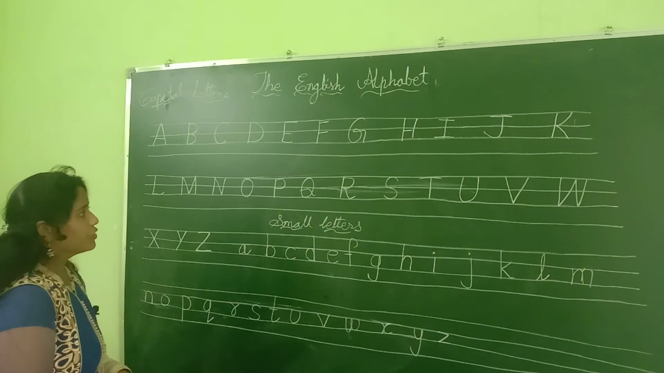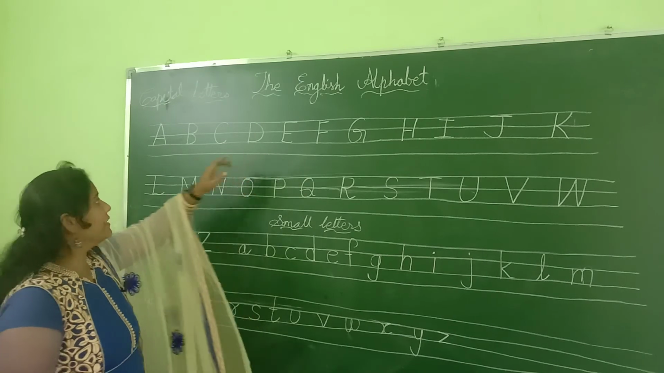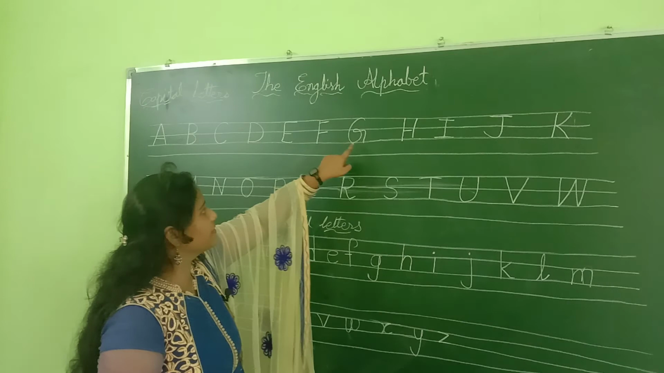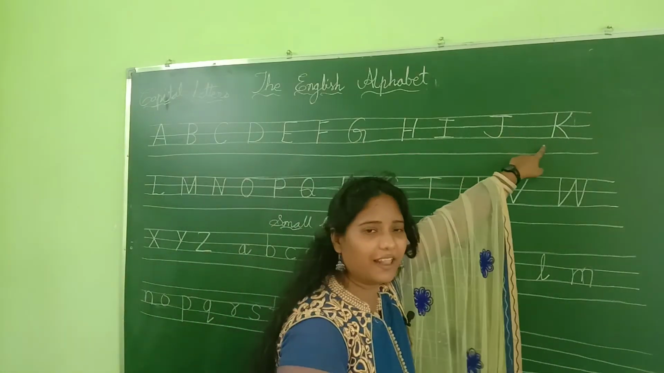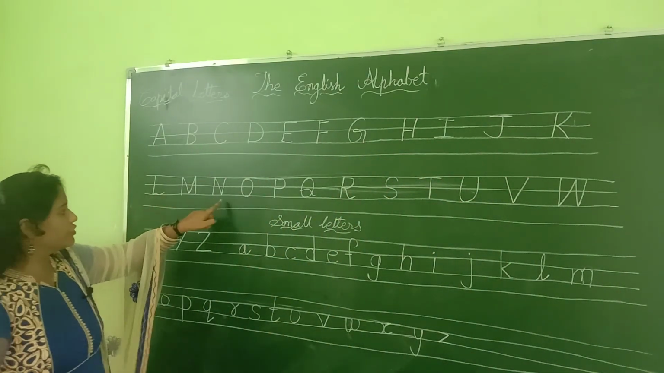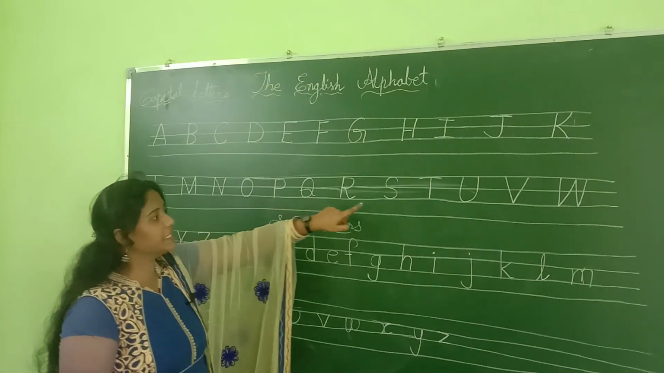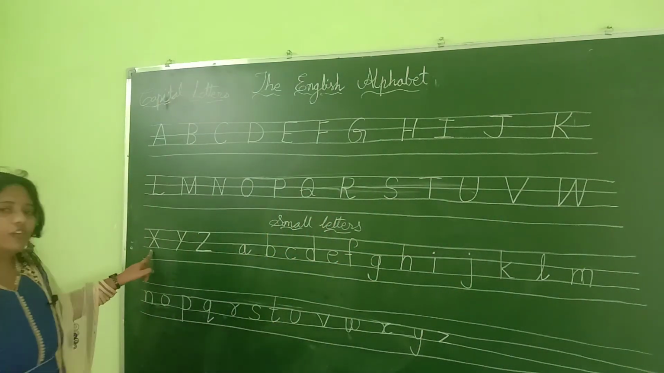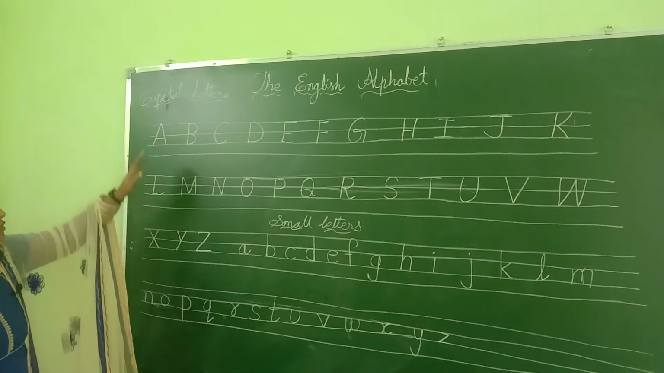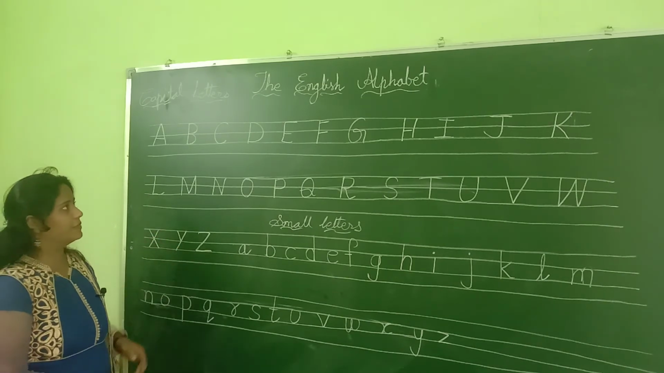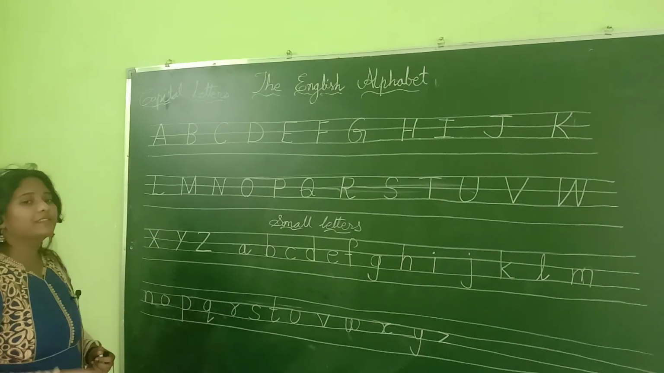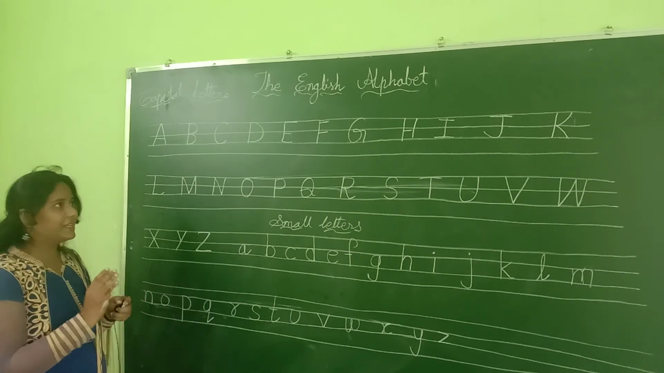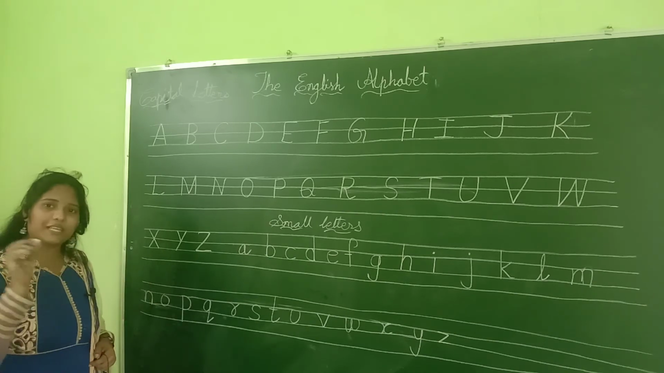Okay children, so in total how many alphabets are there? Let us count. 1, 2, 3, 4, 5, 6, 7, 8, 9, 10, 11, 12, 13, 14, 15, 16, 17, 18, 19, 20, 21, 22, 23, 24, 25, 26. In total we have 26 alphabets. These 26 alphabets are divided into two sections. What are they? Vowels and consonants.